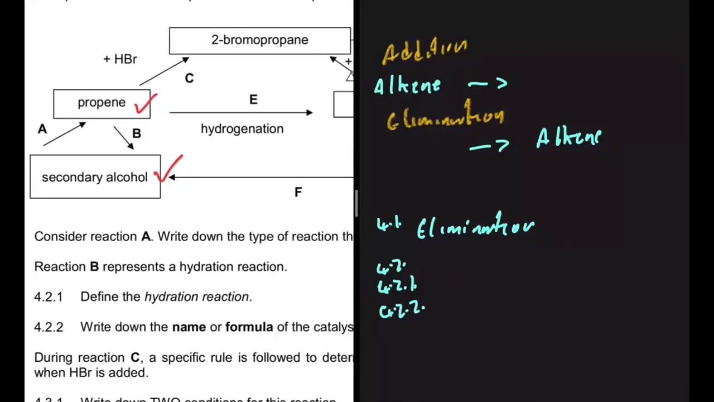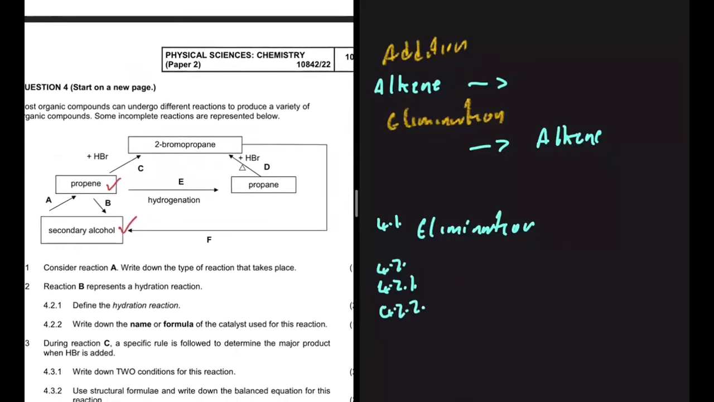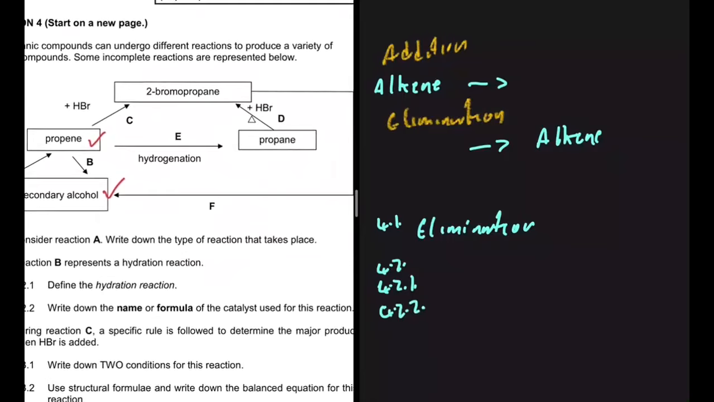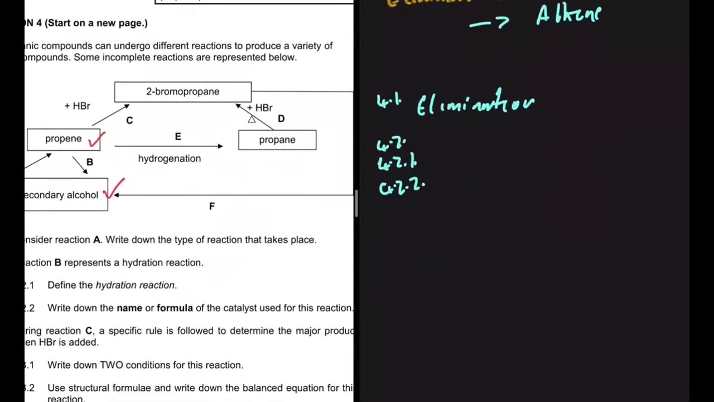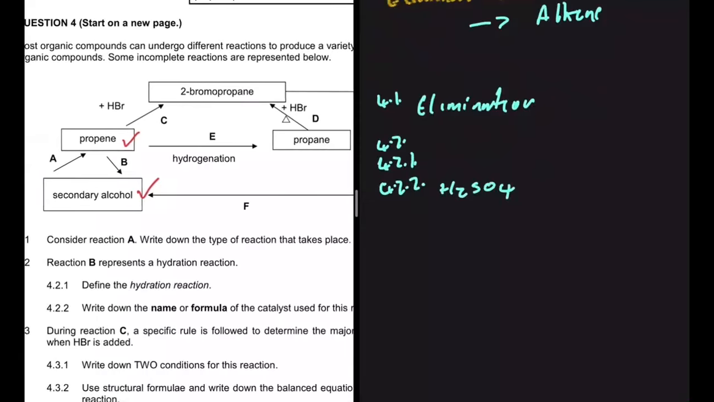4.2.2, write down the name or formula of the catalyst used for this reaction. So a catalyst you can use for a hydration reaction is H2SO4. So we can use sulfuric acid as a catalyst for a hydration reaction.